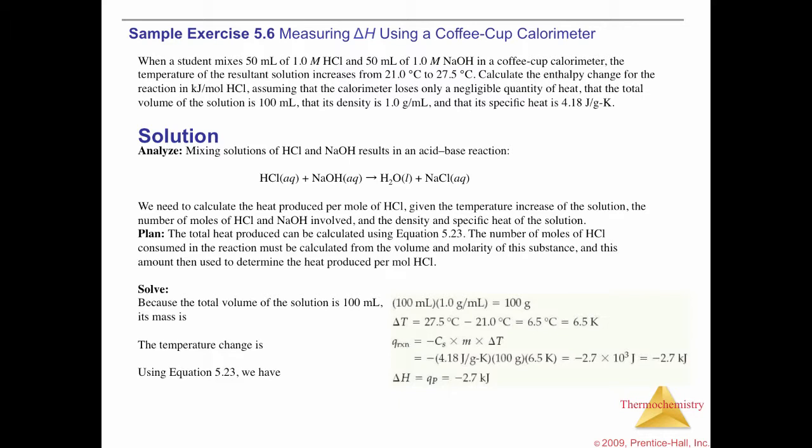The temperature change is the final temperature minus the initial temperature, or 6.5 Kelvin. And using equation 5.23, we have that the heat of the reaction is equal to negative specific heat times mass times delta T. Our specific heat of water is 4.18 joules per gram Kelvin.